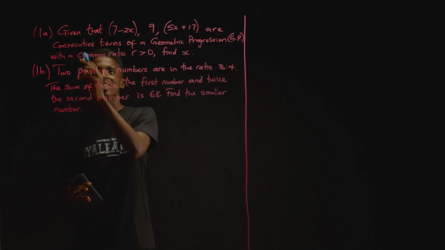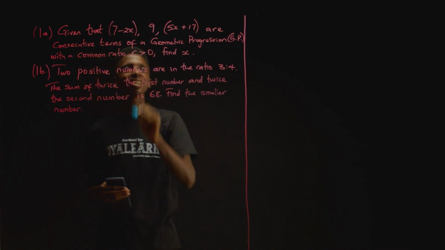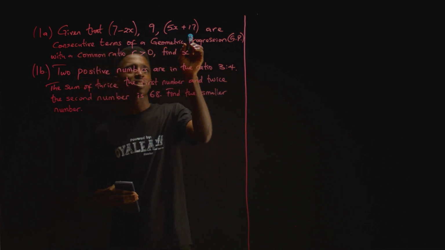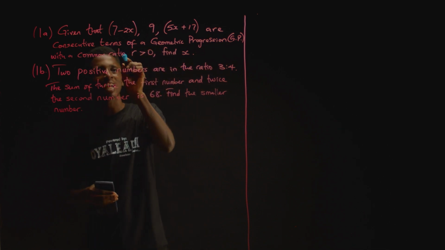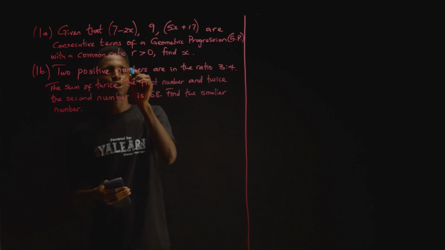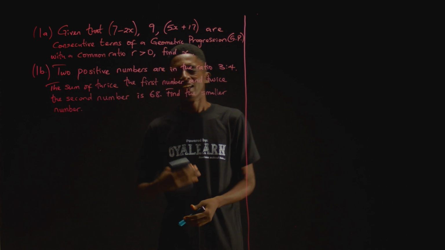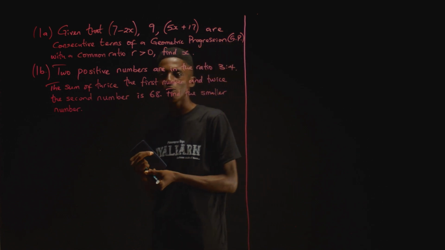Question 1a says, given that 7 minus 2x, 9, and 5x plus 17 are consecutive terms of a geometric progression with a common ratio that is greater than 0, find x. This is how you would solve a question like this.